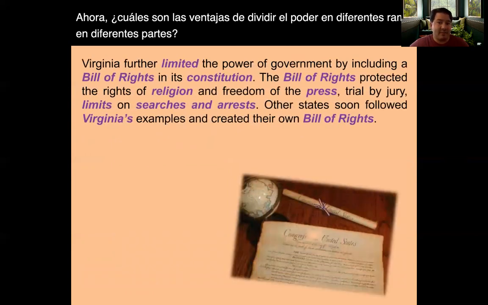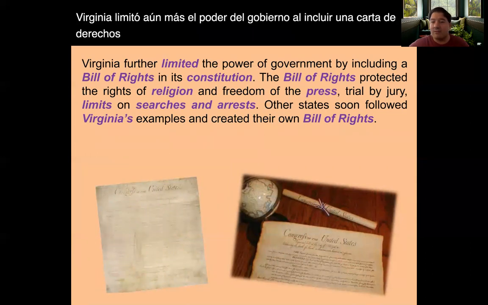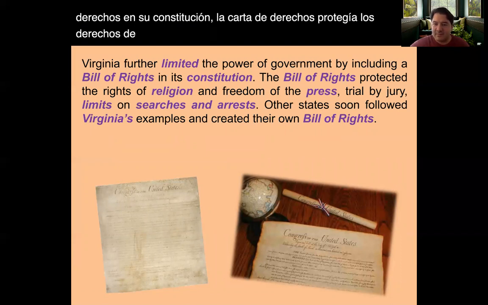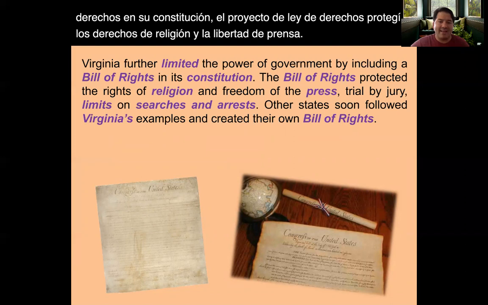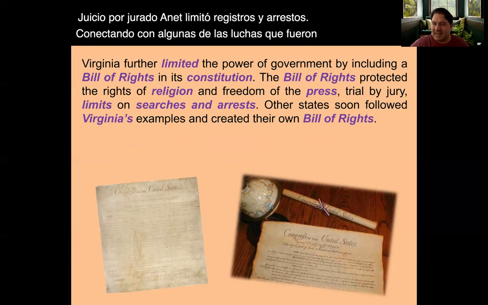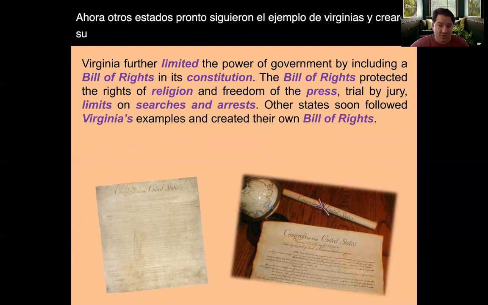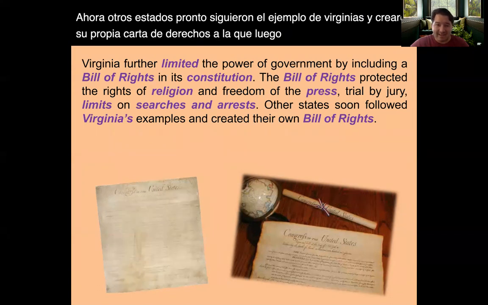Virginia further limited the power of government by including a Bill of Rights in its constitution. The Bill of Rights protected the rights of religion and freedom of the press, trial by jury, and it limited searches and arrests, connecting to some of the struggles that were identified by the colonists in the second part of the Declaration of Independence. Now, other states soon followed Virginia's example and created their own Bill of Rights that they would then attach to their individual state constitutions.